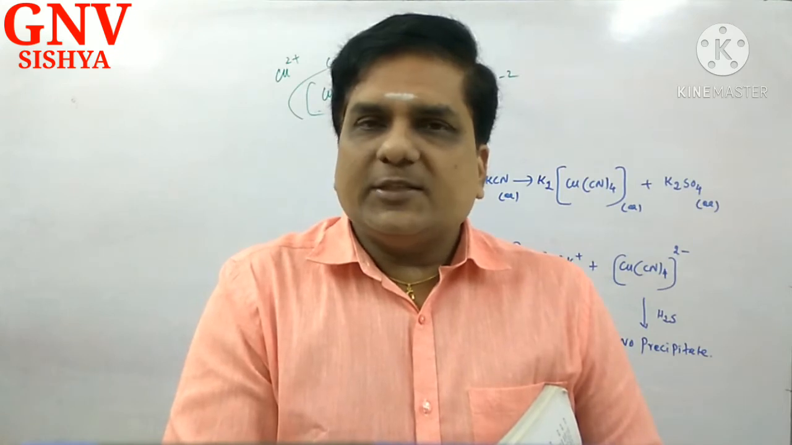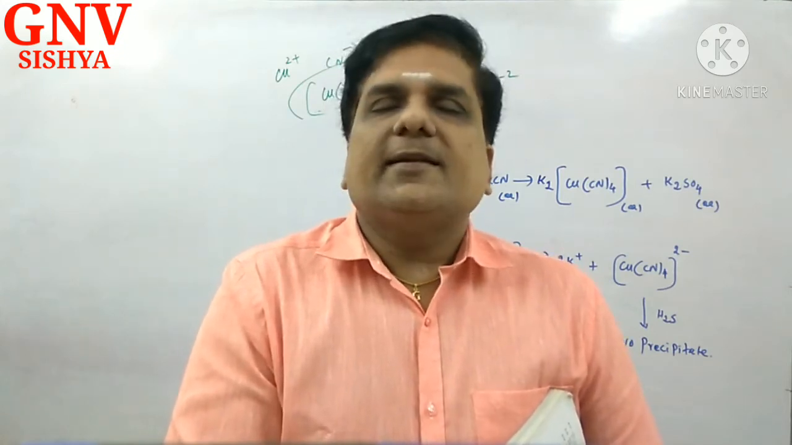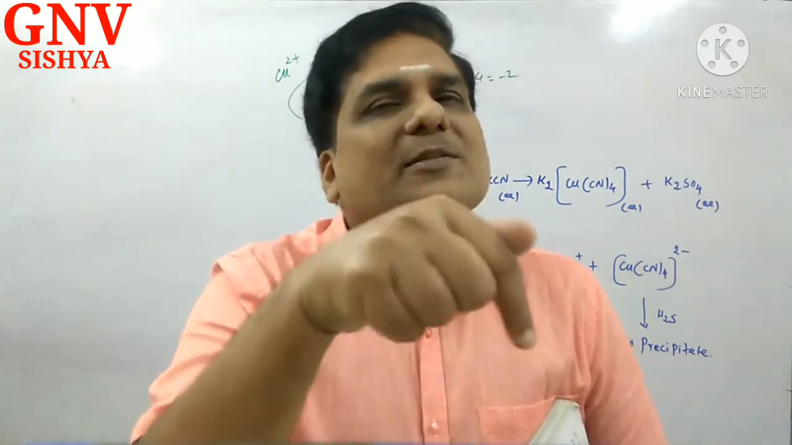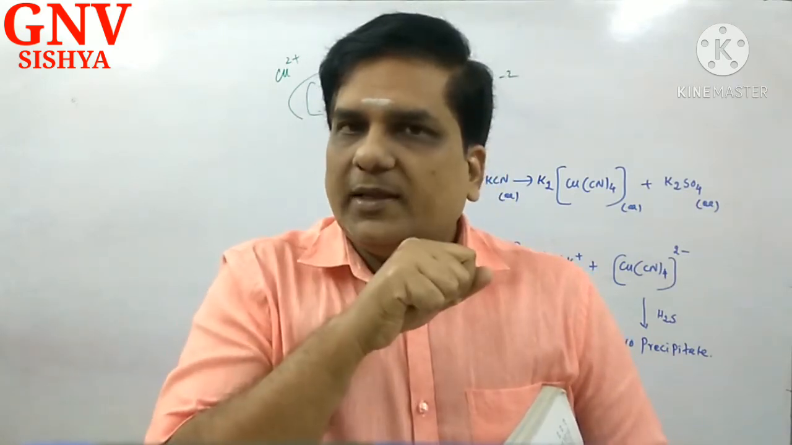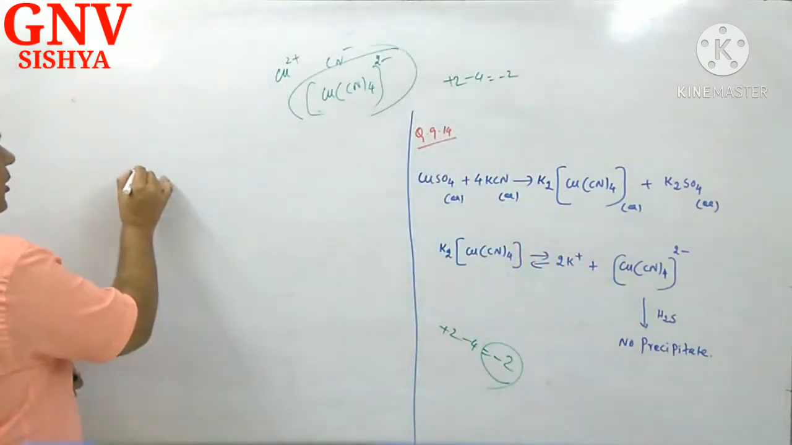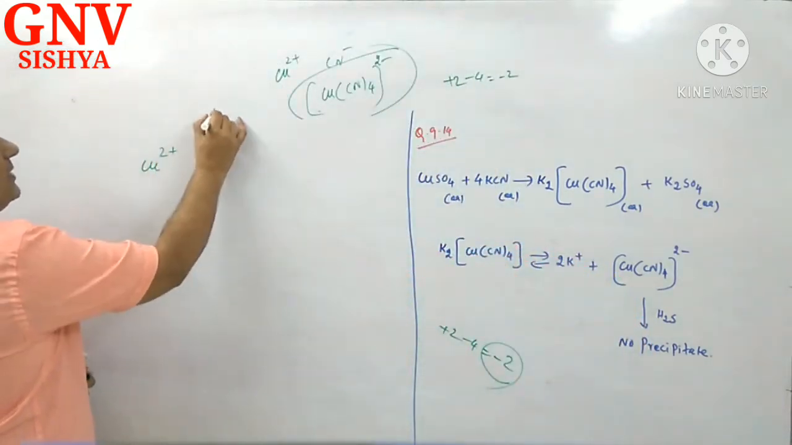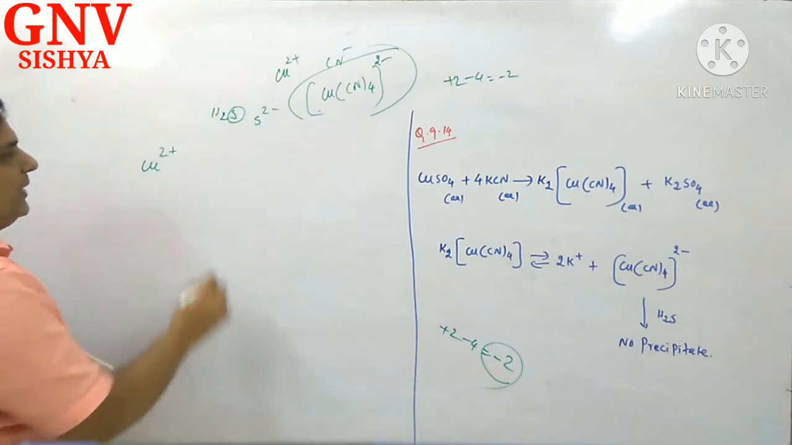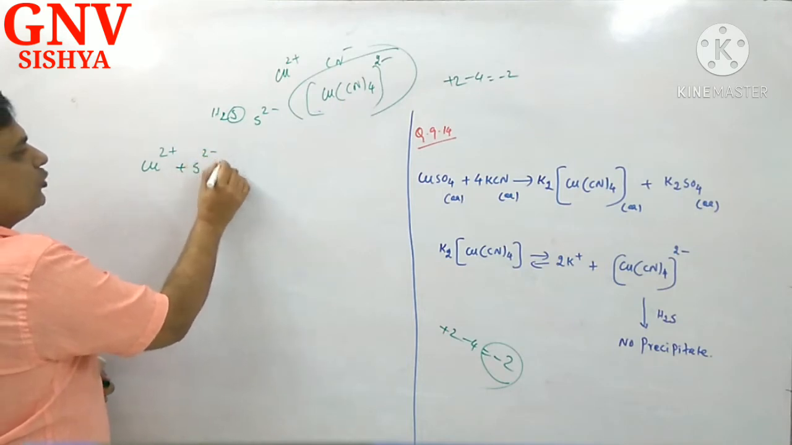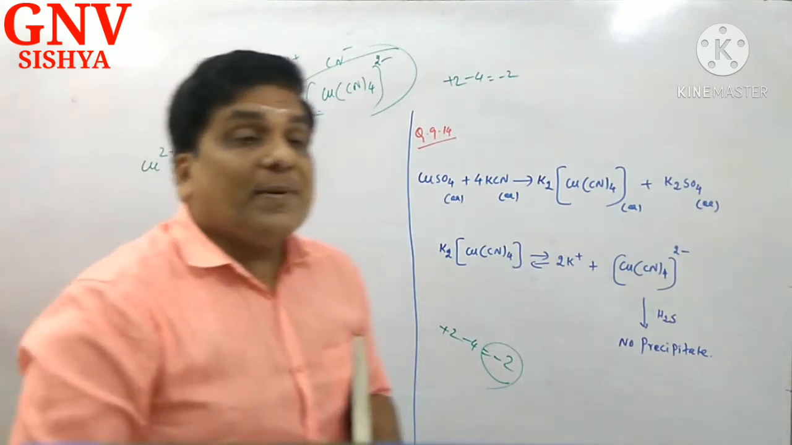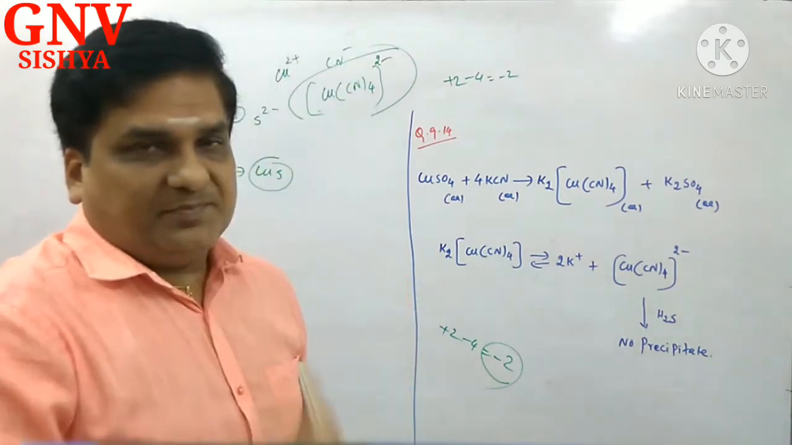When the group reagent is H2S, I am talking about qualitative analysis. In second group, you pass H2S, you get a black precipitate. You know the reason why? I tell you, copper 2 plus. Remember, copper 2 plus and hydrogen sulfide, H2S. In H2S, what ion is present? S2 minus. Copper 2 plus and S2 minus combine together to give CuS, which is copper sulfide, a black precipitate.